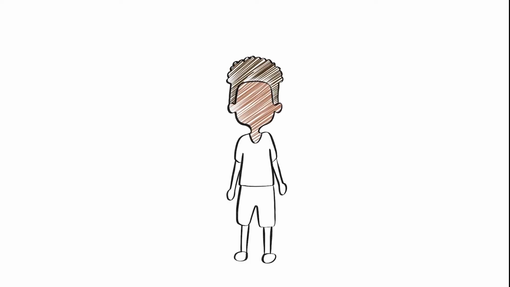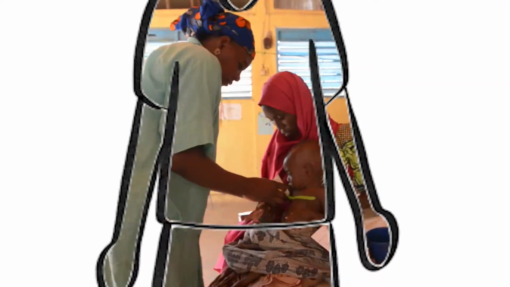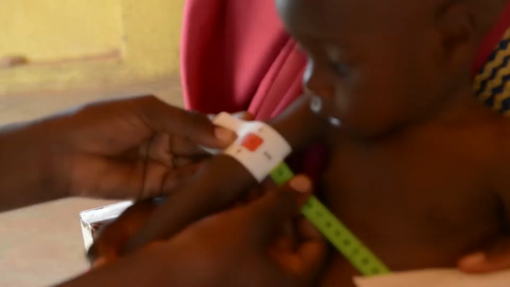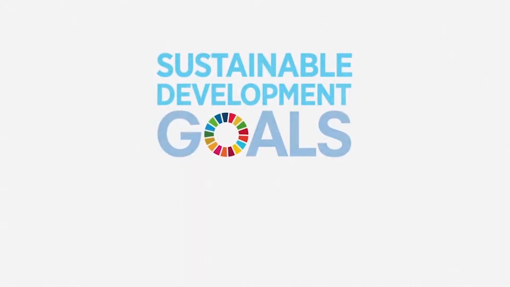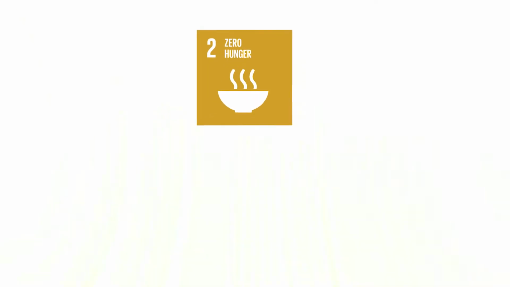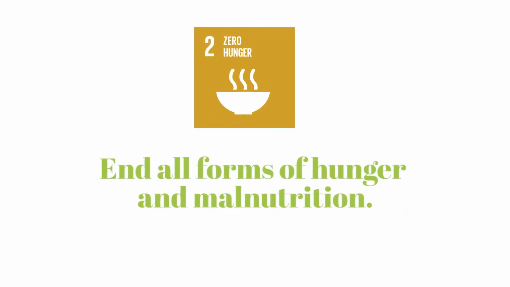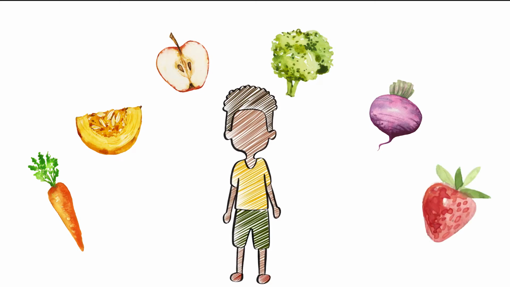This is Dara. Dara is 5 years old and lives in Nigeria. Dara and his family are just one of many who are currently suffering from malnutrition across the globe. The United Nations Sustainable Development Goals includes a target for zero hunger. This target aims to end all forms of hunger and malnutrition to ensure that all people across the globe have access to sufficient and nutritious food, including Dara and his family.